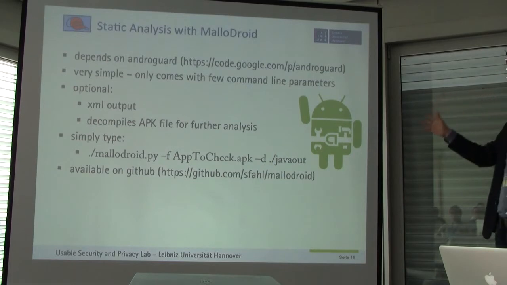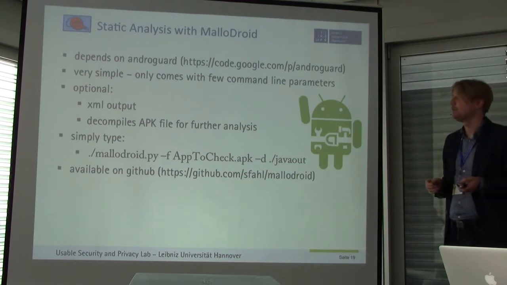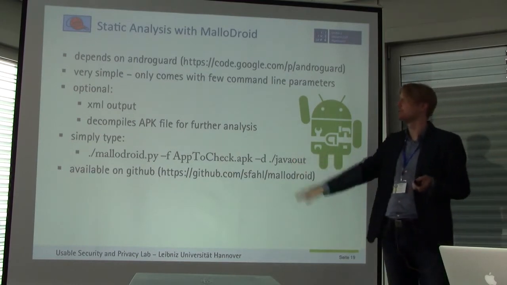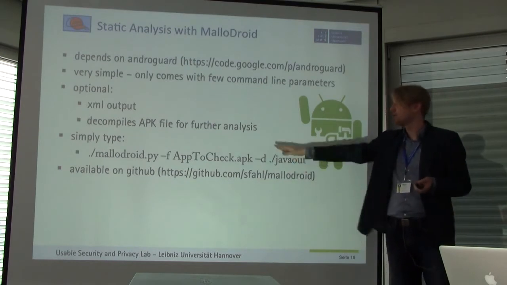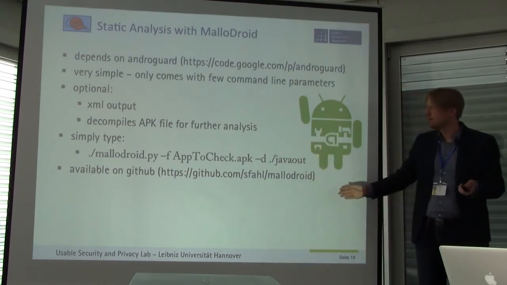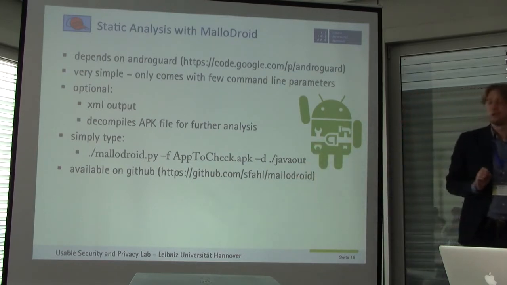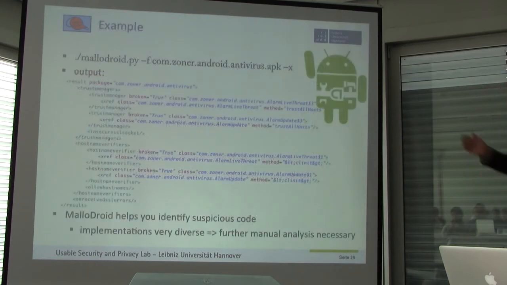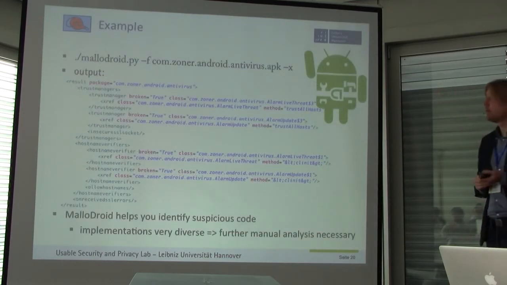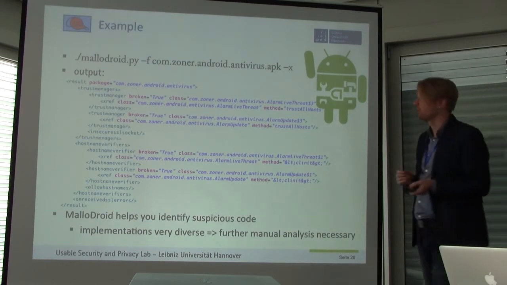And it's a fairly simple tool. Just have a couple of command line options. You can get some additional XML output, and you can decompile the files. But basically, it's just a single command line. You call our script, give it the app you want to check, and optionally tell it where to decompile the files to. And you can try that out yourself. The GitHub URL is here. And what you will get is an XML blob with all sorts of information which will help you find out if the app you're looking at is actually broken or not.